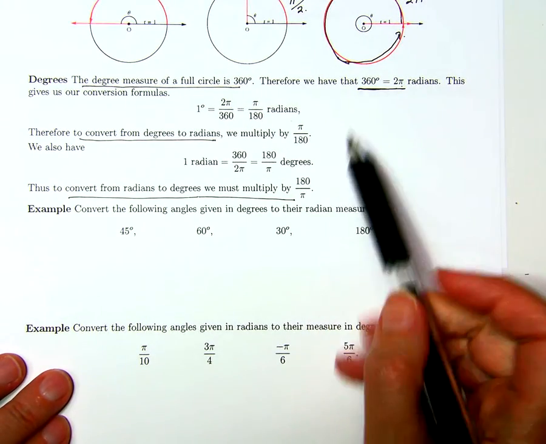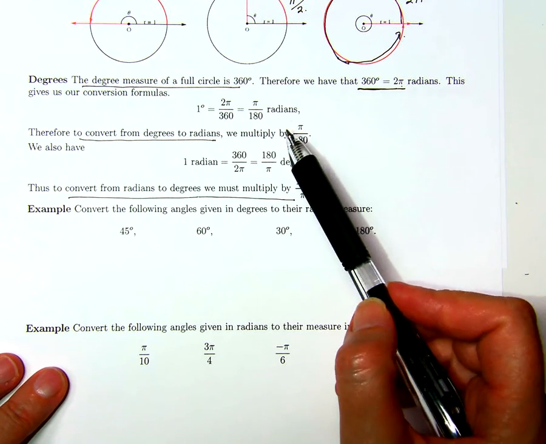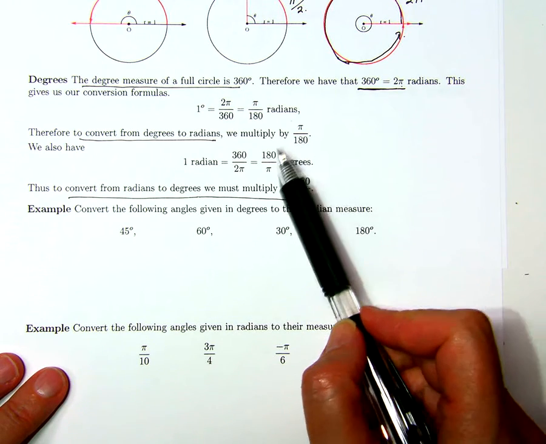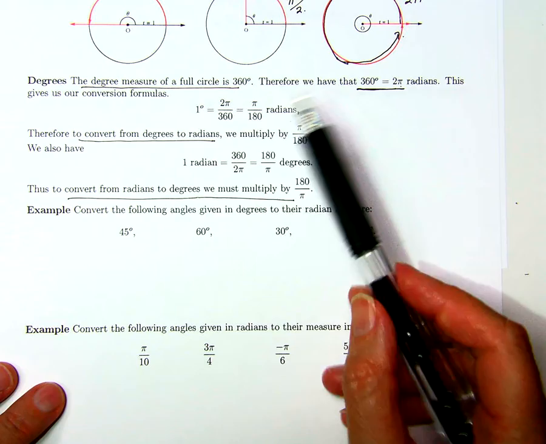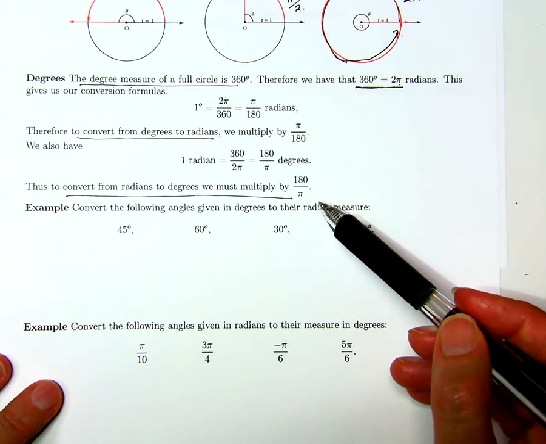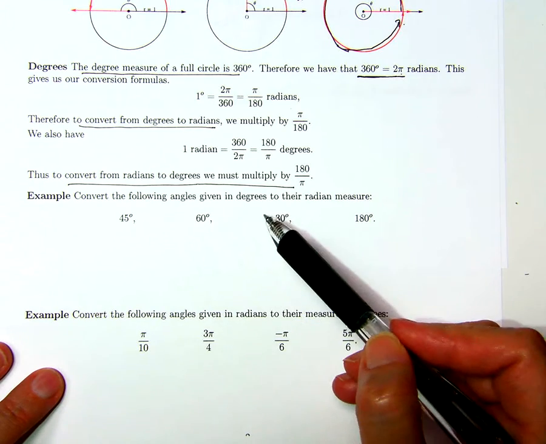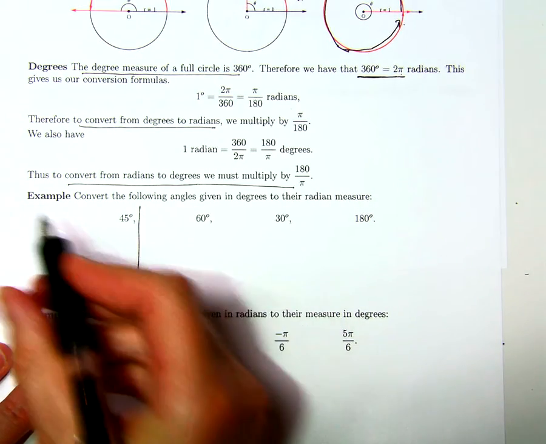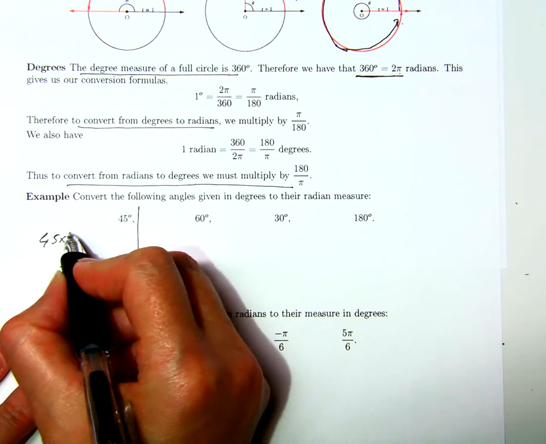Okay, we saw that we have two measures for angles, radians and degrees. To convert from degrees to radians, we multiply our degrees by pi over 180. And to go from radians to degrees, we multiply by 180 over pi. So given these angles, which are given in degrees, how do we get their radian measure? Well, we do exactly as it says, we multiply by pi over 180.